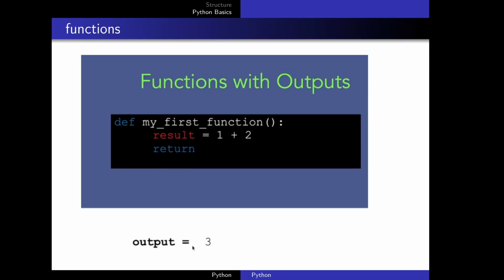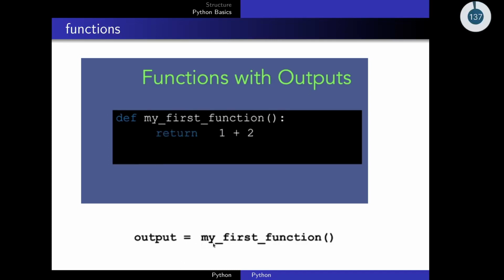So the code here will look like this. I will say output equals my first function, then this will get replaced by the result, and the value inside the result, 3, will get assigned into this output variable.